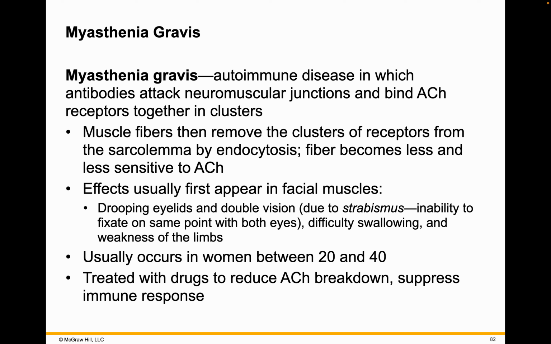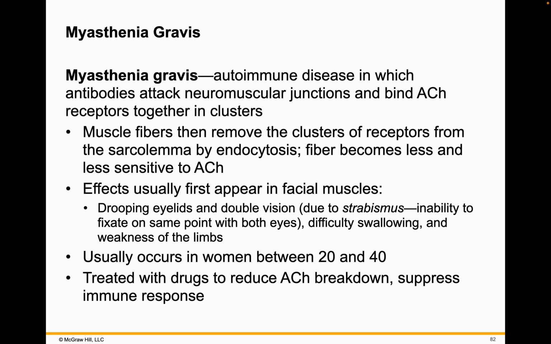Myasthenia gravis is an autoimmune disease in which antibodies attack the neuromuscular junction and bind to acetylcholine receptors, putting them together in clusters. So the muscle fibers then remove those clusters of receptors from the sarcolemma by endocytosis, and the fiber becomes less and less sensitive to acetylcholine. The effects usually first appear in facial muscles.